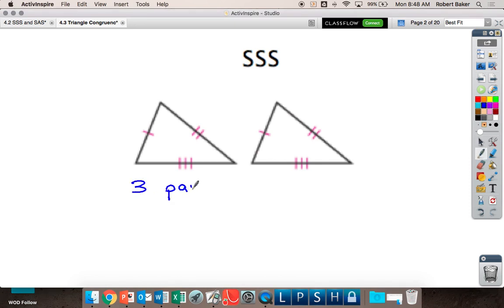Three pairs of congruent sides proves congruent. So the side shortcut is three pairs of congruent sides. That's what the picture says.